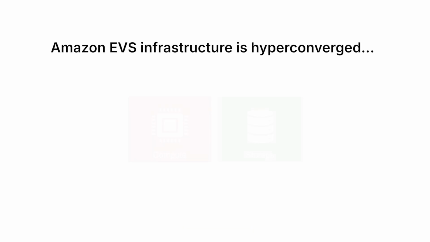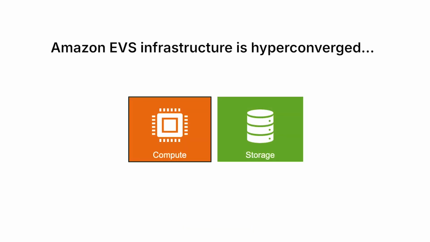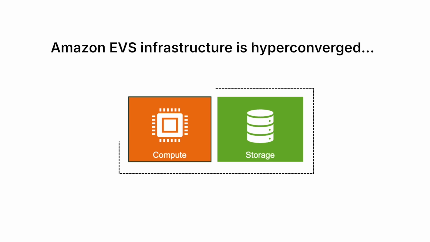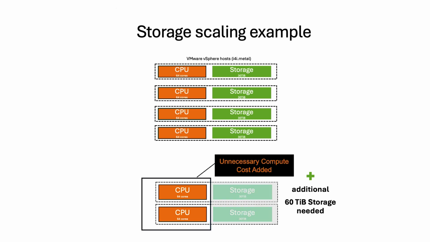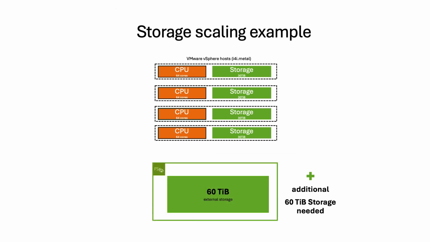Amazon EVS leverages hyper-converged infrastructure, meaning compute and storage scale together. When storage needs exceed the host capacity, unnecessary compute will be added, driving costs up without gaining performance. Using Amazon FSx for NetApp ONTAP as an external data source allows you to add the amount of storage you need without adding unnecessary compute.